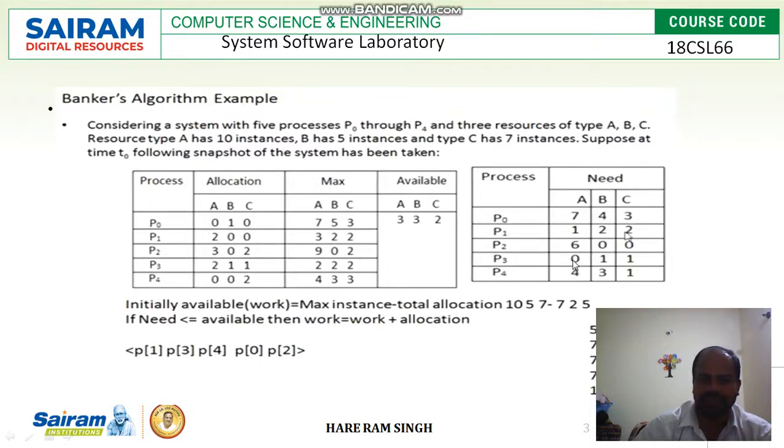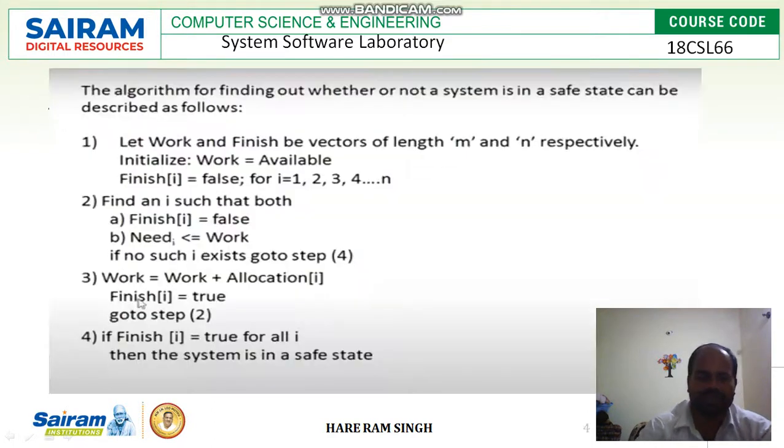Next, the allocation of P2 will be released. So 7 plus 3 is 10, 0 plus 5 is 5, and 2 plus 5 is 7. So we get 10 5 7, which is the initial number of instances. And this is the algorithm we use.